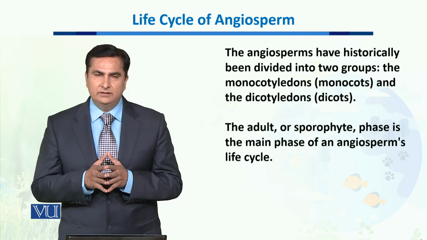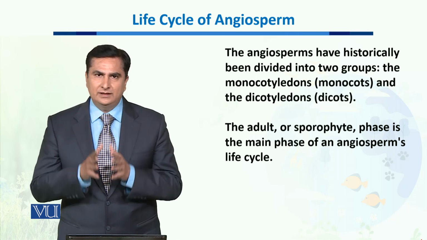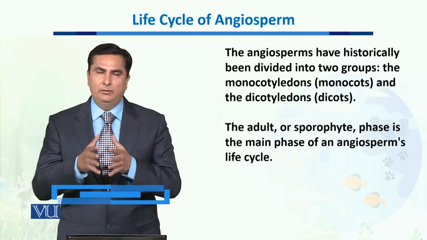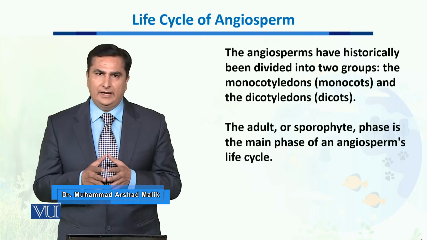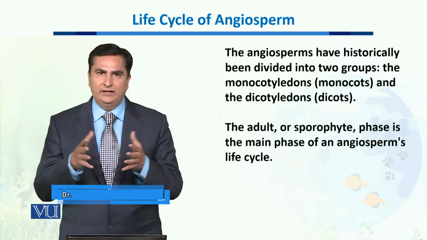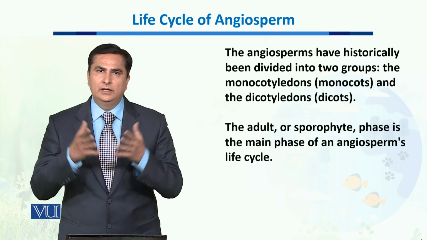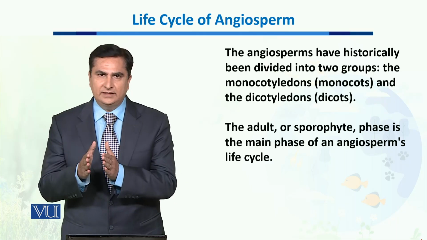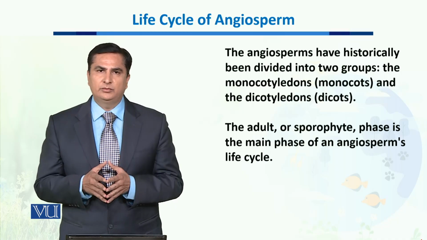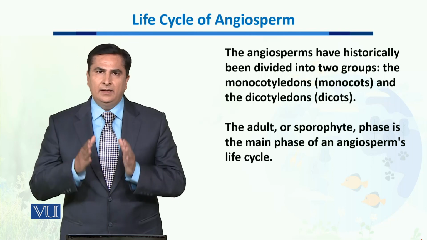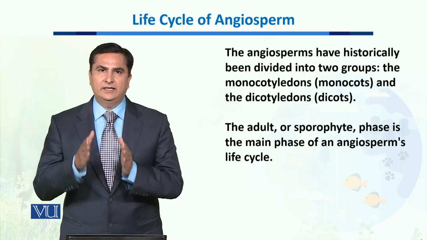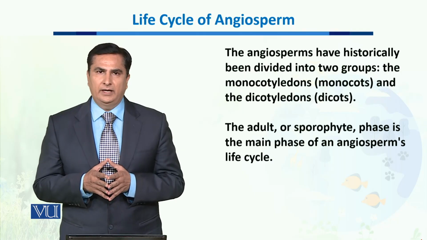In simple terms, monocotyledons are those angiospermic flowering plants which have one leaf coming out of their seed or their embryo, while dicotyledons normally give rise to two leaves when the embryo develops into a plant. So these are the basic differences between monocot and dicot angiospermic flowering plants. Now, in the life cycle of angiosperms, the sporophyte phase is the main phase.